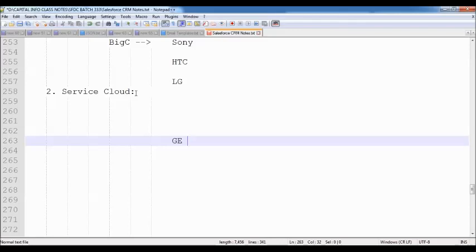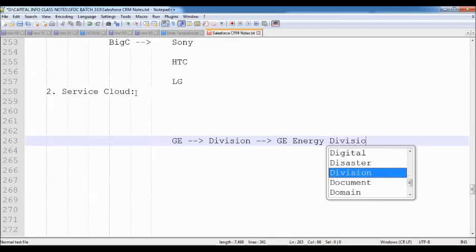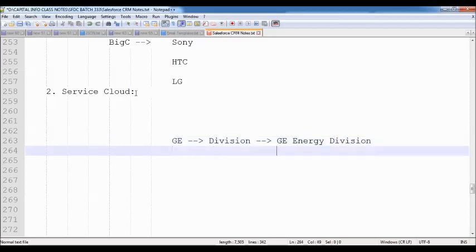Basically, when coming to GE, they have an organization with various divisions. They have the GE Energy Division. As part of the Energy Division, they are manufacturing various electrical related products.